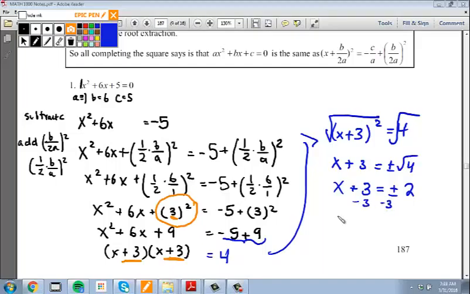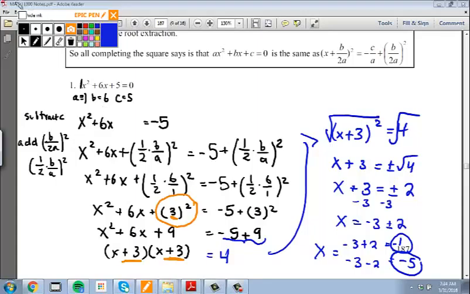Alright, so subtract the 3. And there we go. Negative 3 plus or minus 2. Remember, that stands for negative 3 plus 2, which is negative 1, or negative 3 minus 2, which is negative 5. So there actually are 2 answers here.